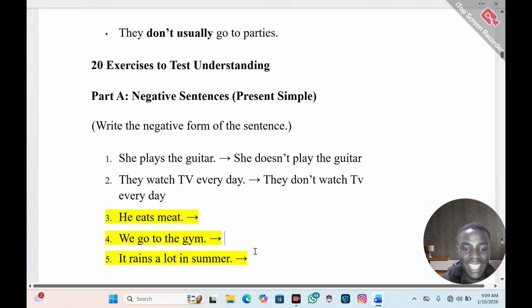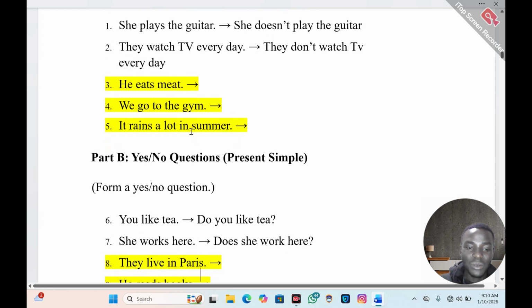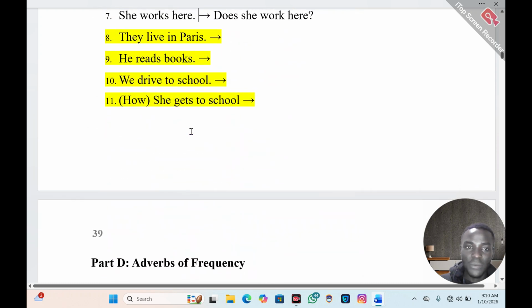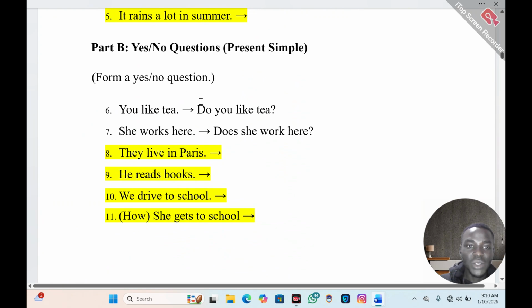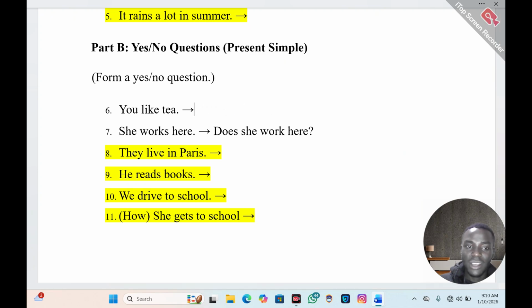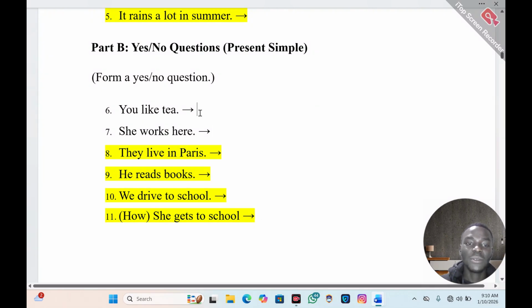Now, these are your examples. I want you to do them and show me in the comment what you are doing. He eats meat. We go to the gym. It rains a lot in summer. Please put these sentences in negative form. Good. Now, let's also do this sentence. Form a yes or no question. You like tea.